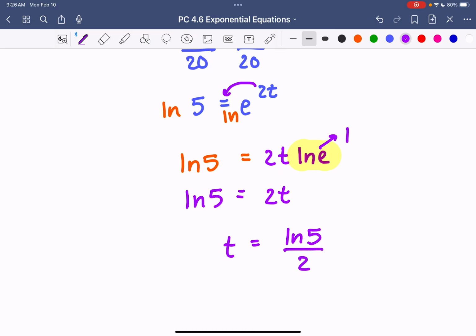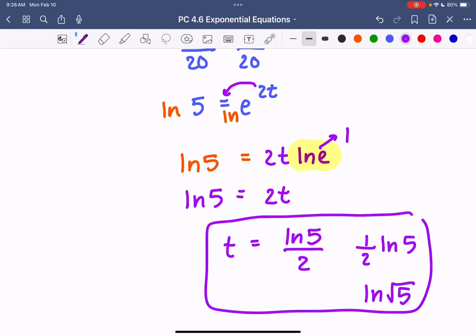Now remember, we can rewrite this as 1/2 ln of 5 or ln square root of 5. Any of these answers will be appropriate.